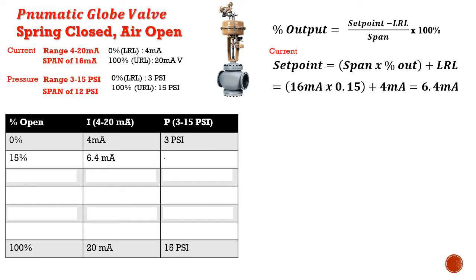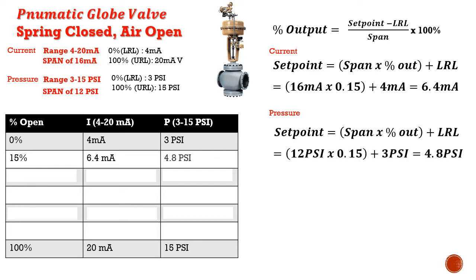So if we were to look at the 15% for our pressure setting, it's the same calculation. Your set point is equal to your span times your percent, and then add your lower range limit, which is 12 psi multiplied by 15%, which gives us about 1.8 psi. Add your 3 back into it, and that gets us to 4.8 pounds per square inch.